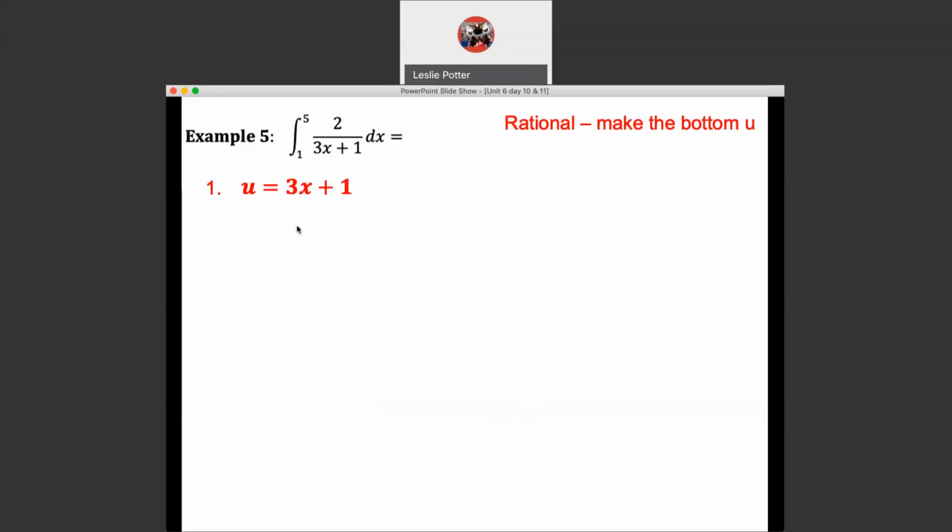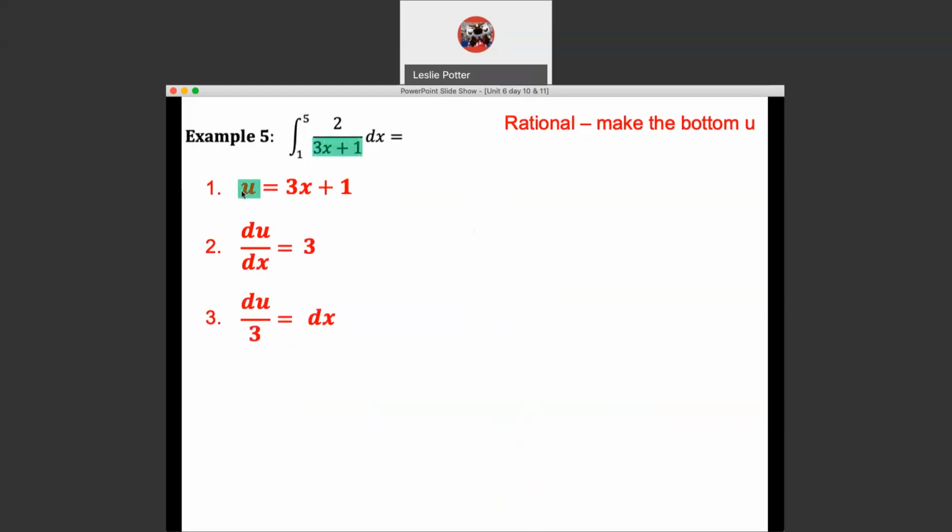Okay, if you're coming back now, I'm assuming you've tried this integration and u sub on your own. So let's go through the steps here. Step 2 is to differentiate your u, so your du dx is 3. Step 3 is to solve for dx. With this one, we can just do the swapping. So it's du over 3 equals dx.